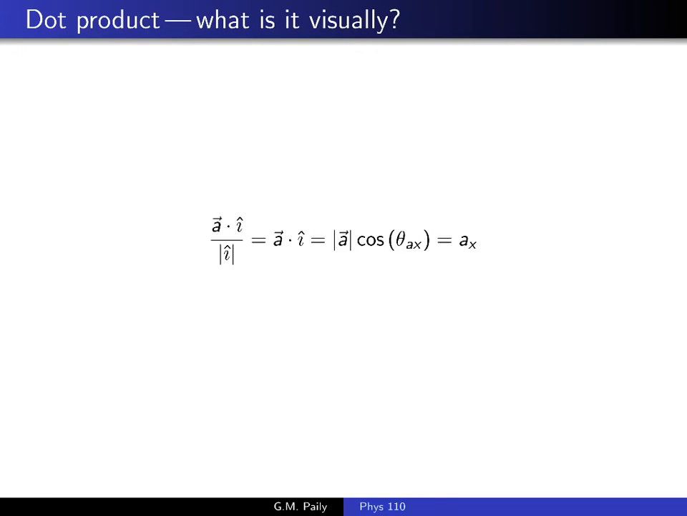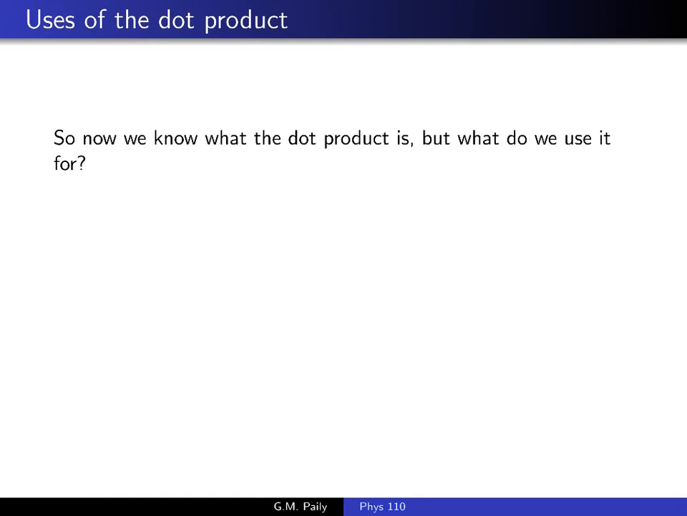To recap, taking the dot product of A with I hat gave us AX, and that was a projection of the A vector onto the x-axis, that is, the line of the I hat vector. So now we know what a dot product is. It is a measure of the projection of one vector onto another. But what do we use it for?